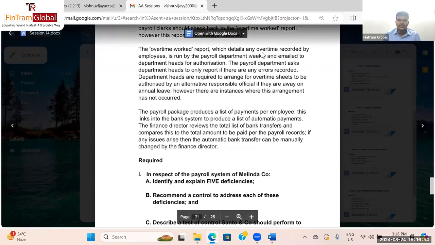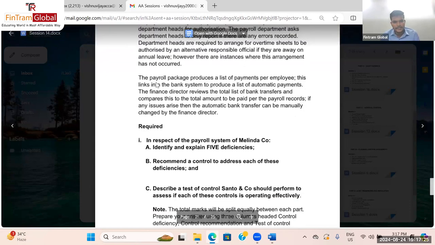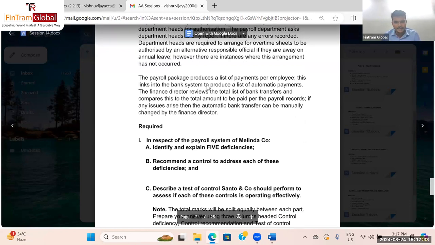The overtime work report, which details any overtime recorded by the employees, is run by the payroll department weekly and emailed to department heads for authorization. The payroll department asks department heads to only report if there are any errors recorded. Department heads are required to arrange for overtime sheets to be authorized by an alternative responsible official if they are away on annual leave. However, there are instances where this arrangement has not occurred. The payroll package produces a list of payments per employee. This links into the bank system to produce a list of automatic payments. The finance director reviews the total list of bank transfers and compares this to the total amount to be paid per payroll reports. If any issue arises, then the automatic bank transfer can be manually changed by the finance director.